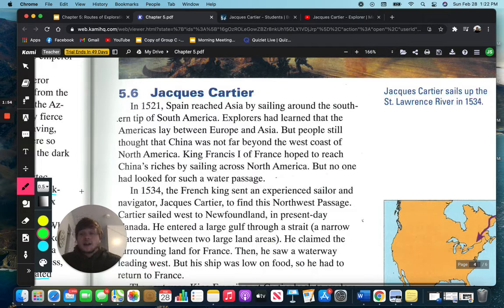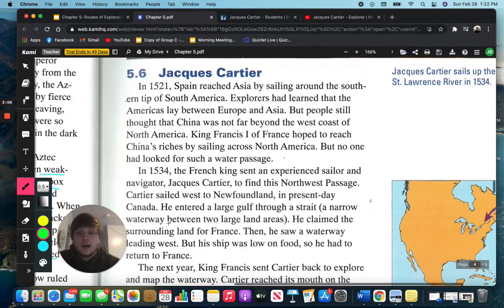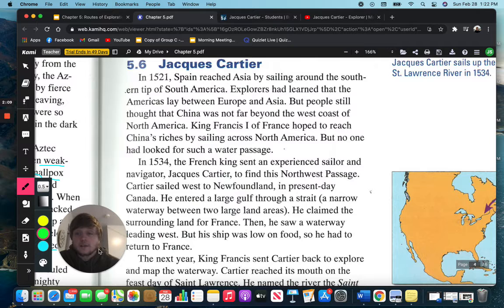Okay, so we're going to go ahead and read through this section, and I'll be highlighting different important things that we see as we go through the section. And then we'll come back at the end to see if we can answer our questions with the information that we found in the chapter here. Okay, so section 5.6, Jacques Cartier.